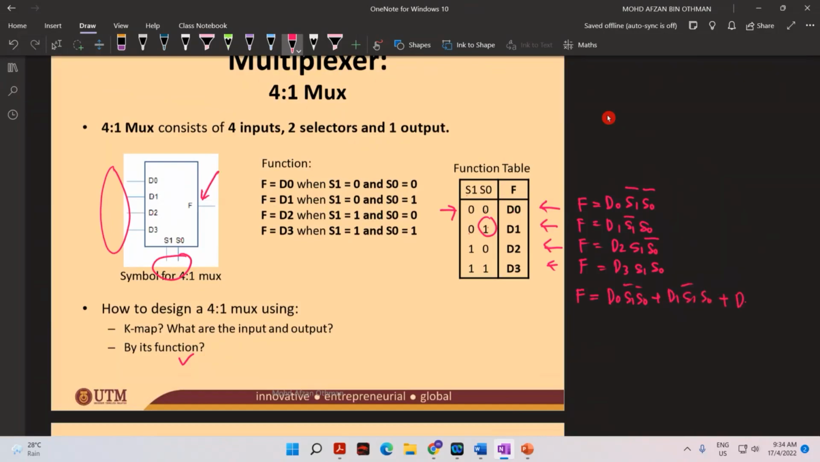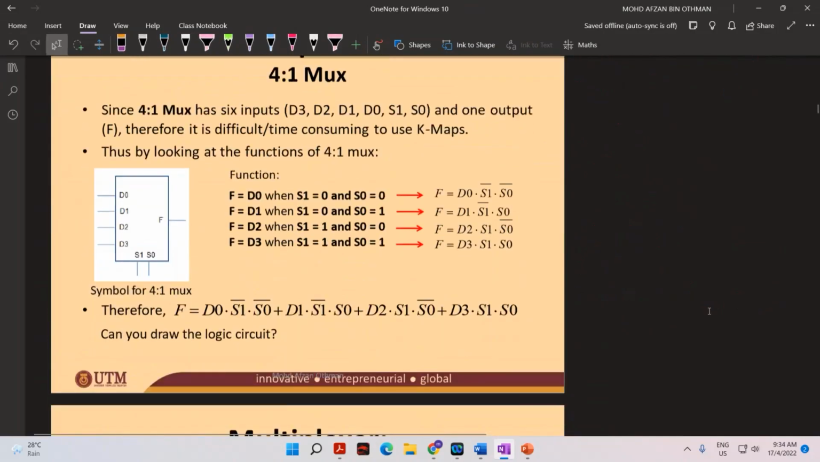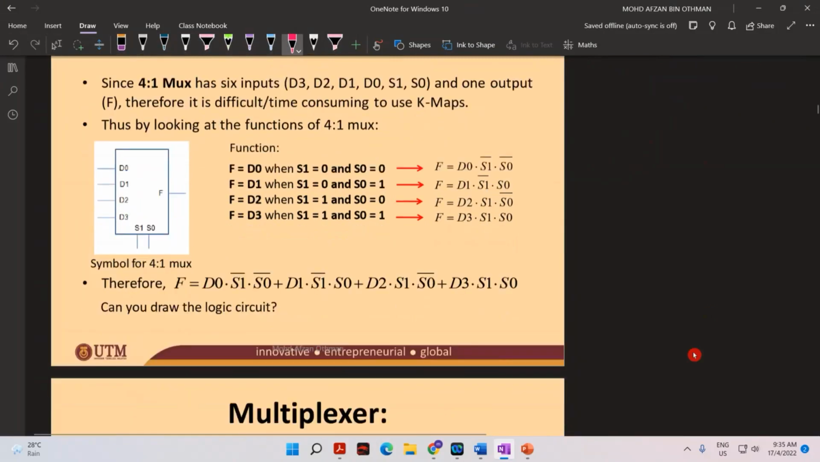Okay, D2 S1 S bar tambah D3 S1 S0. Okay, and then kamu lukislah based on this persamaan here, you draw the circle and then you get what is inside of the 4:1 mux. Okay, so you see, this is the persamaan. So you draw the logic circuit based on this persamaan. So this is for the 4:1 mux.